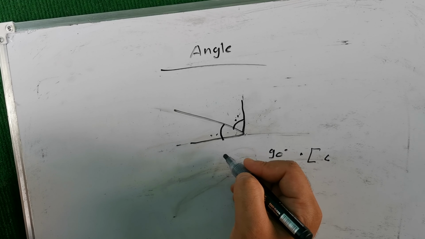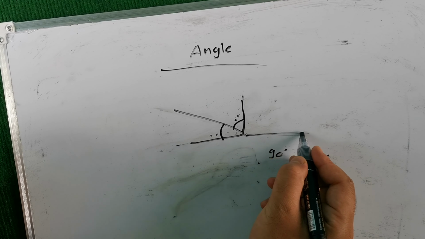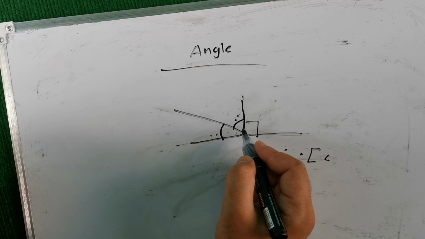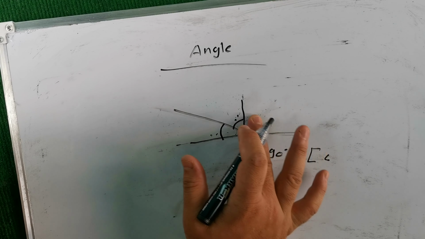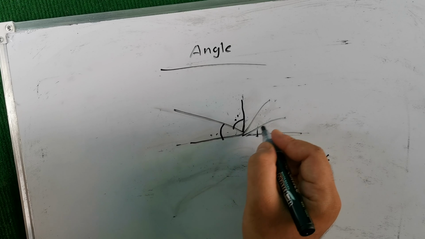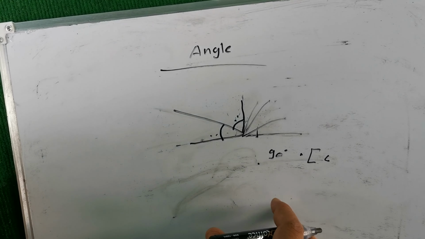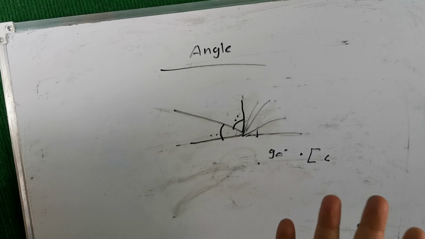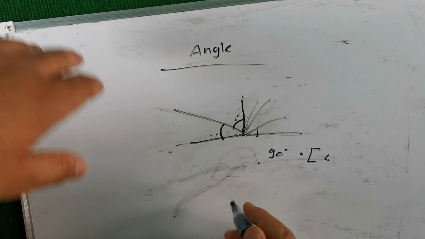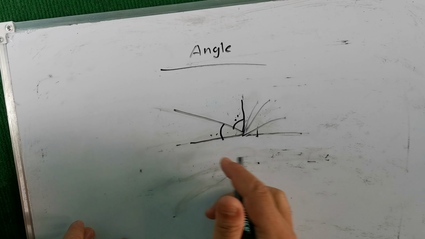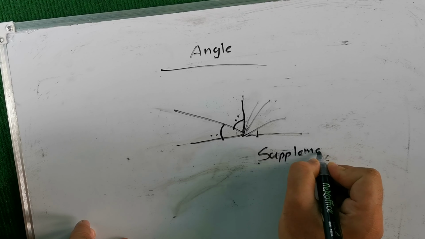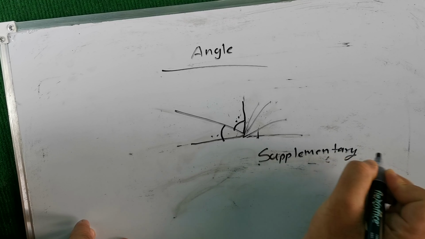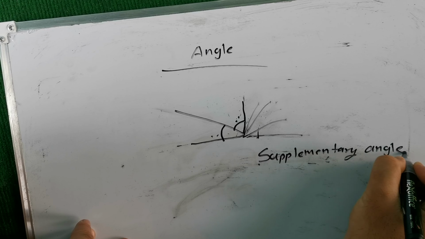And supplementary angles are the sum of two or more than two angles. There can be more than two angles, three angles, or four angles. When the sum of the angles is equal to 180 degrees, it is simply known as supplementary angles. You have to understand this.